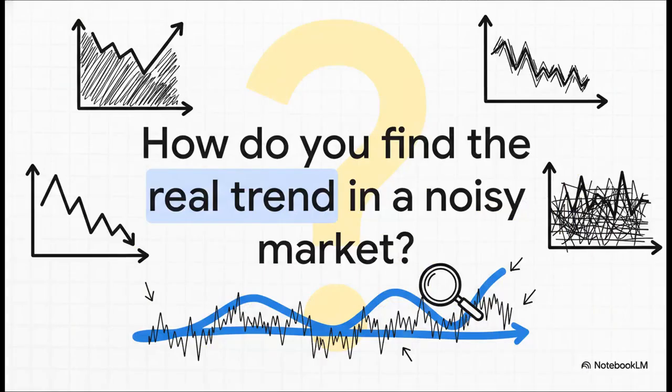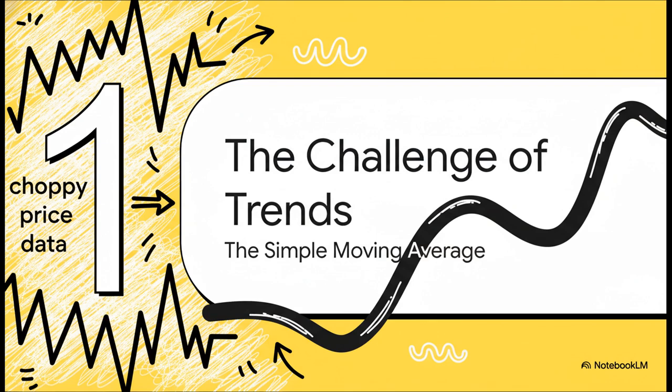And this is really the million-dollar question, isn't it? Is the price generally heading up, down, or just sideways? Getting this right is absolutely crucial, but all that day-to-day volatility can so easily throw you off the scent. What we need is a way to smooth everything out so we can see the bigger picture. Okay, so let's get into it.